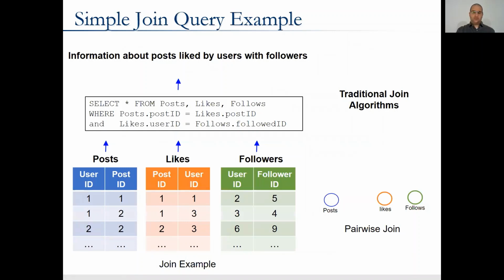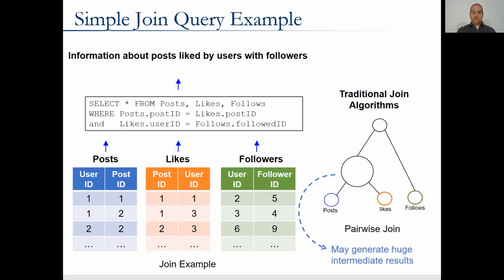Let's start with a simple example of what is a join query. Here we have three tables: user posts, post likes, and users followers. We can combine these three tables using a join query that returns the information about posts liked by users with followers. The traditional join algorithms will use a mechanism called pairwise join, which means that at each step they are going to join exactly two tables and create an intermediate result. But the problem is that they may generate huge intermediate results, many of them unnecessary.